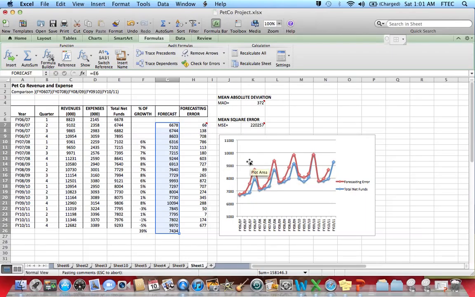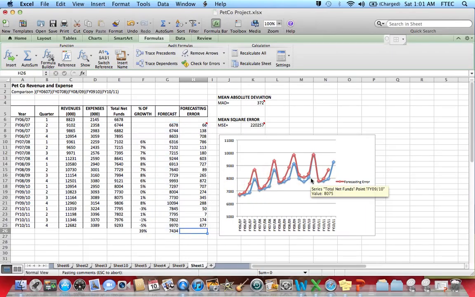I also created a graph for illustration of your forecasting error and your total net funds. As you can see, it's a progressive growth within the company, and based off that information, you will know that the following year will also be a growth as long as there isn't a volatility within the market, such as a recession.